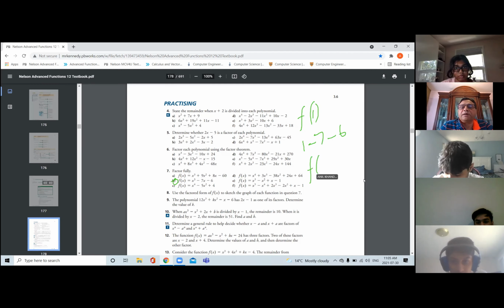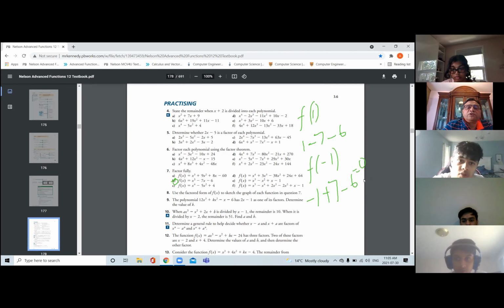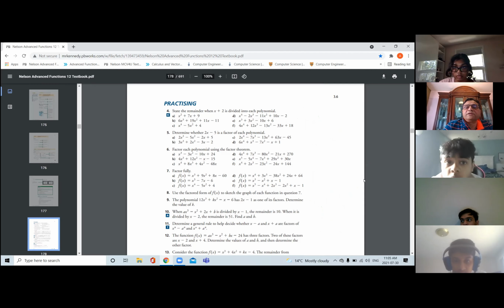So plug in -1. With -1, you get minus 1, plus 7, and then minus 6. And that gives you 0, right? F of -1 gives you 0. Therefore, you can now divide x plus 1 by -1, so do synthetic division. Write down all the terms: 1, 0, -7, and -6. You have to write a placeholder 0.